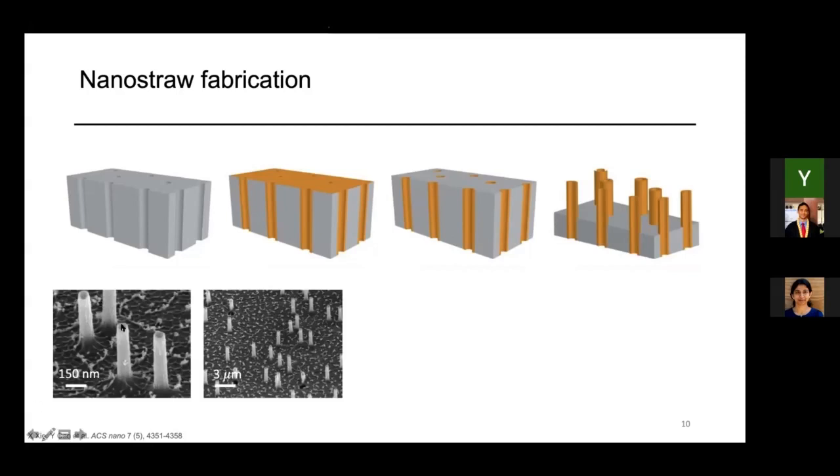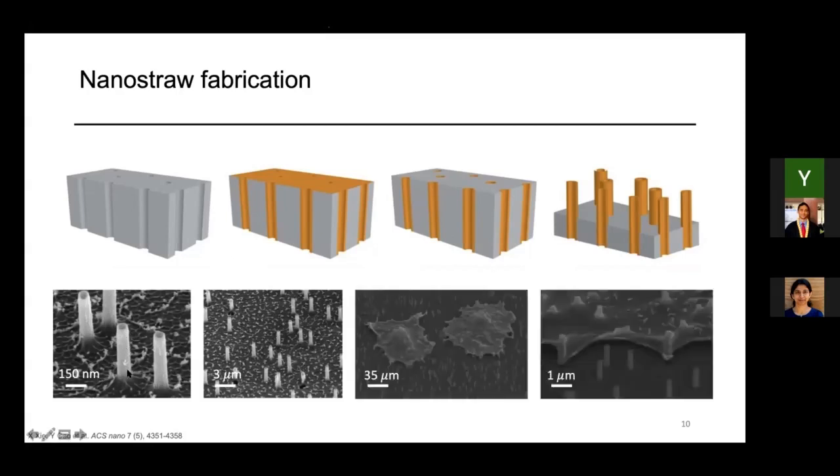You will notice that the opening of the nanostraw is about 100 nanometers in diameter, and the height of the nanostraw is about 1.5 micrometers. There are two other images showing that the cell is cultured on the surface of the nanostraws and interfacing with them. If you do the counting, you will notice that for a cell like a HeLa cell, about 20 nanostraws are interfacing with the cell.